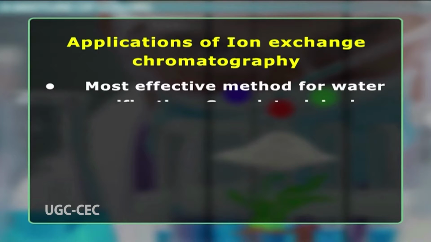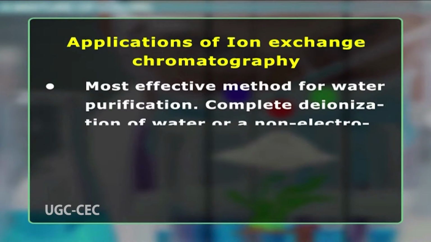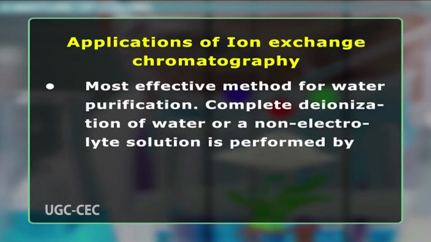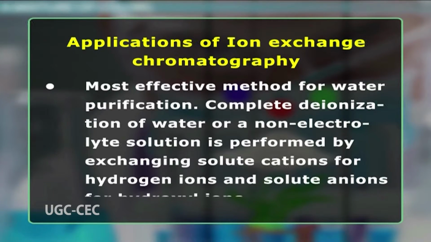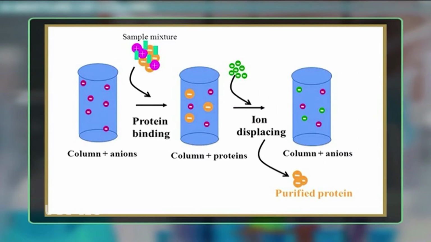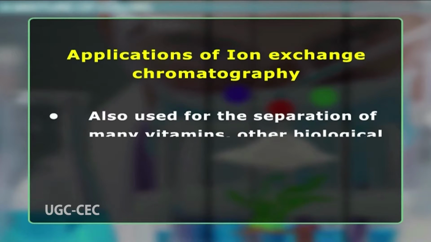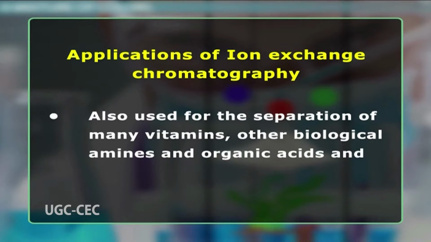This is the most effective method for water purification. Complete deionization of water or a non-electrolyte solution is performed by exchanging solute cations for hydrogen ions and solute anions for hydroxyl ions. This is usually achieved by the method used for softening of drinking water. Proteins are also successfully separated by this technique. It is also used for the separation of many vitamins, other biological amines and organic acids and bases.